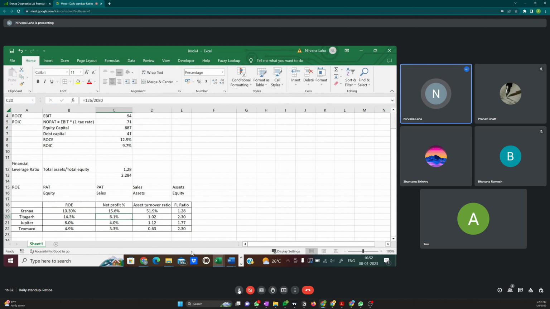On net profit, Titagarh Wagons is doing the best. On asset turnover, Titagarh Wagons and Jupiter are doing almost the same, and Texmaco is doing significantly worse. Now, Shantanu, to establish whether Texmaco is actually doing significantly worse or whether it has new investments, you will probably need to read a couple of brokerage reports, or maybe analyze one or two con calls to normalize this. Is this a one-time phenomenon, or will this normalize?